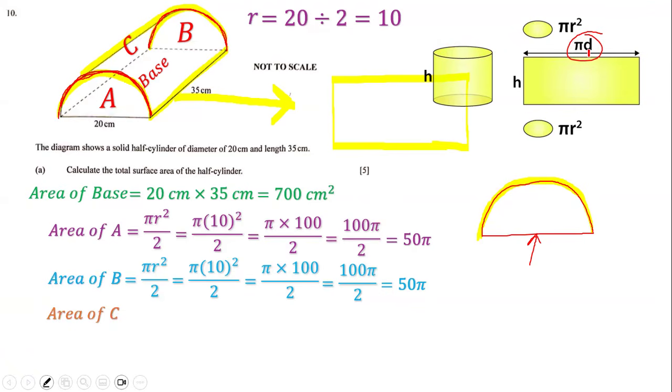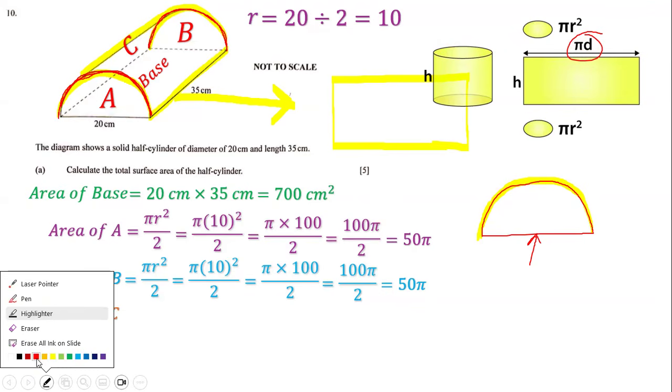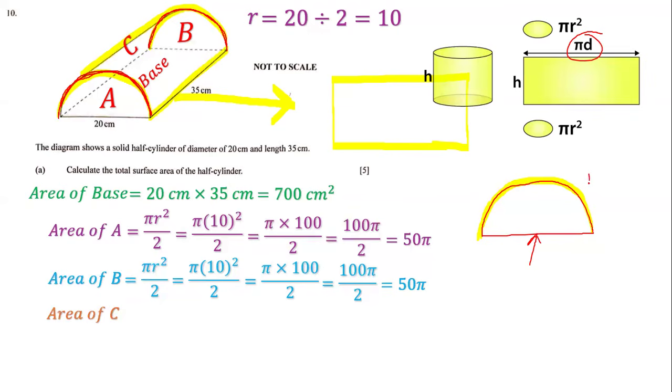So it's not going to be pi d, all right? What is it going to be? Well, the length for the curved portion is going to be pi d divided by 2, okay? And so that means that this particular length right here is pi d divided by 2, and this length is also pi d divided by 2, and then this length is also pi d divided by 2.